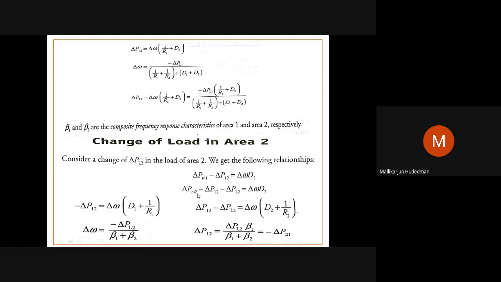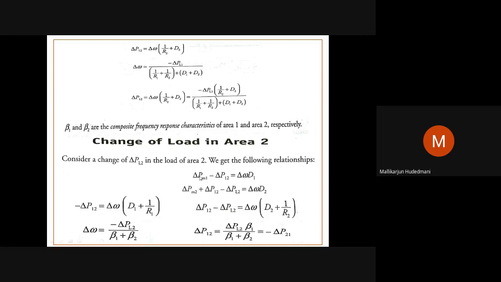Delta PM2, the infinitesimally small change in power at area 2, plus the power received from area 1 towards area 2, and a load change in area 2, which reflects as delta omega into D2. This is delta omega because delta omega 1 is the same as delta omega 2. It is referred to commonly as delta omega. Now, from these two equations, we can rewrite delta P12 using delta PM1 from the governor characteristics.